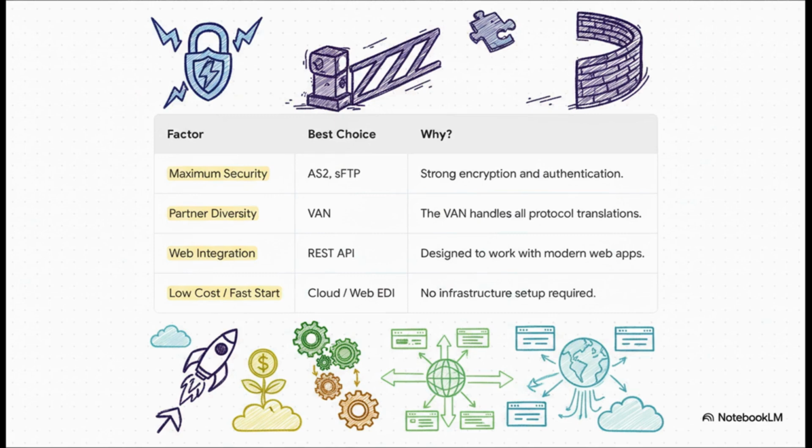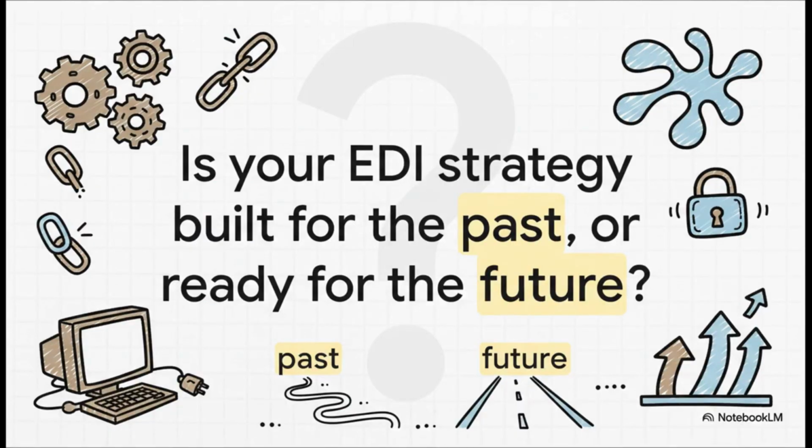If maximum security is your number one priority, you're going to be looking at AS2 and SFTP. If you're dealing with tons of partners who all have different requirements, a VAN is the clear winner. It just handles all that complexity for you. For tight, real-time integration with modern web apps, nothing beats a REST API. And if you just need to get up and running fast, with minimal cost, Cloud or Web EDI is the perfect solution.